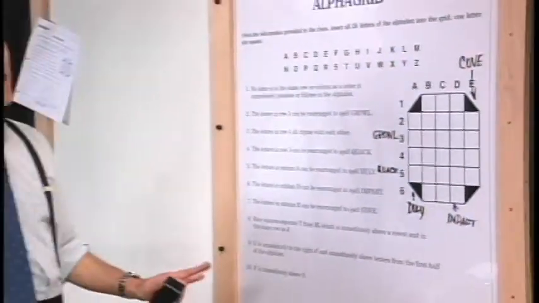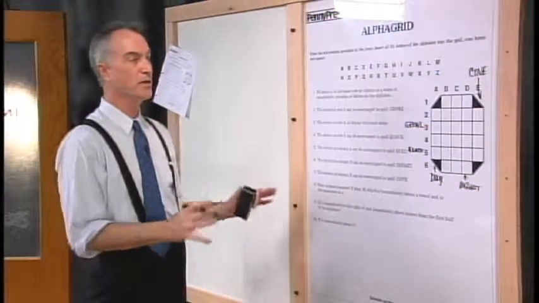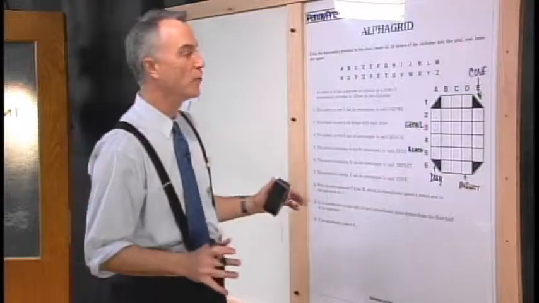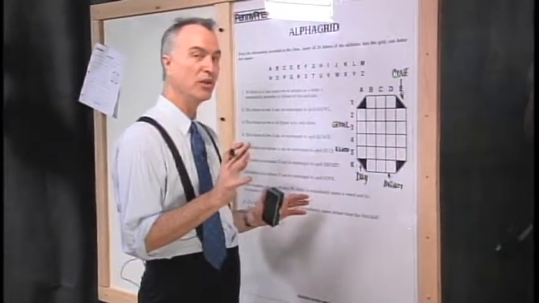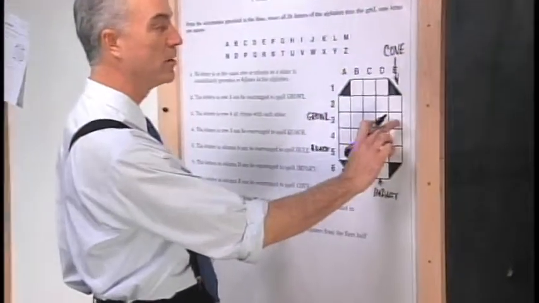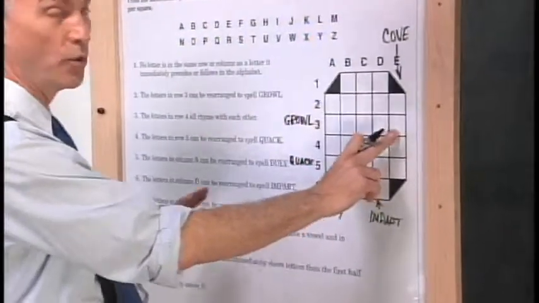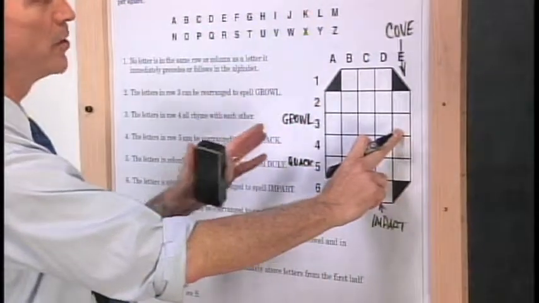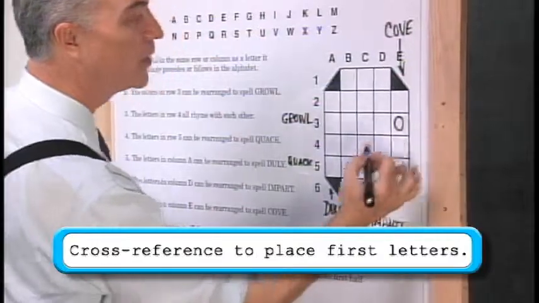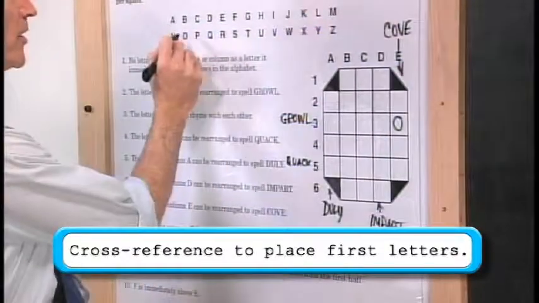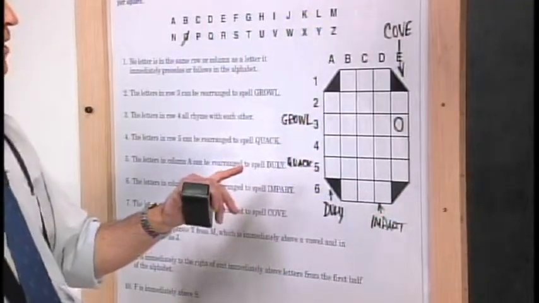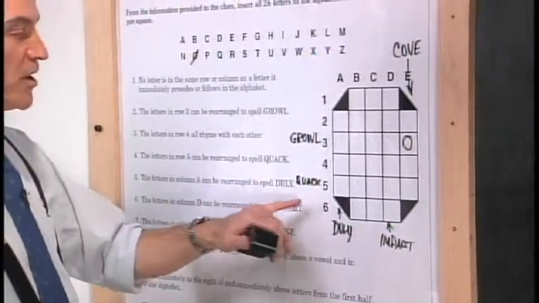Now that we've established these words, there are certain letters that are going to be quite obvious as to where they go. Which ones? Well, we know that we use each letter only once. In order for us to be able to spell both growl and cove, which letter do both of those words share in common? The letter O. So that's a really good place to start. We've used the letter O. Let's cross that off.